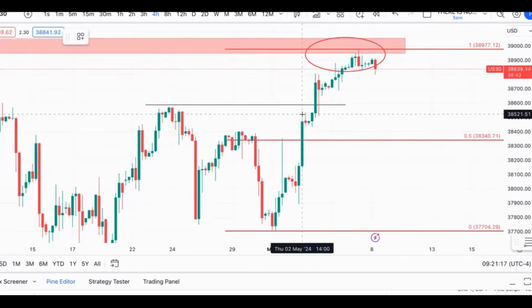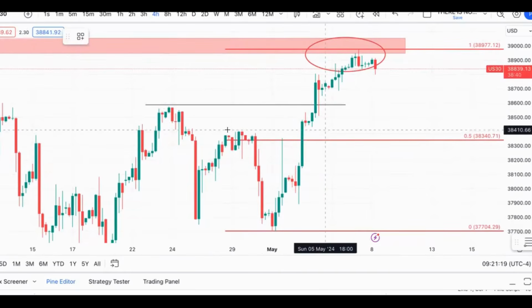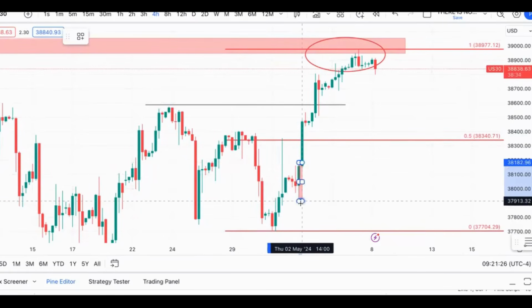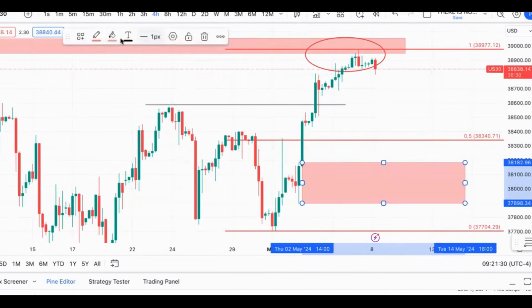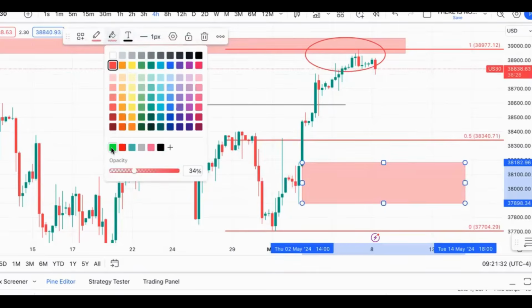So here's a break of structure candle. It broke the high, right? This is the first break that we got. We broke this high. And so this is going to be my area of interest candle right here. I'm going to go ahead and label that green.